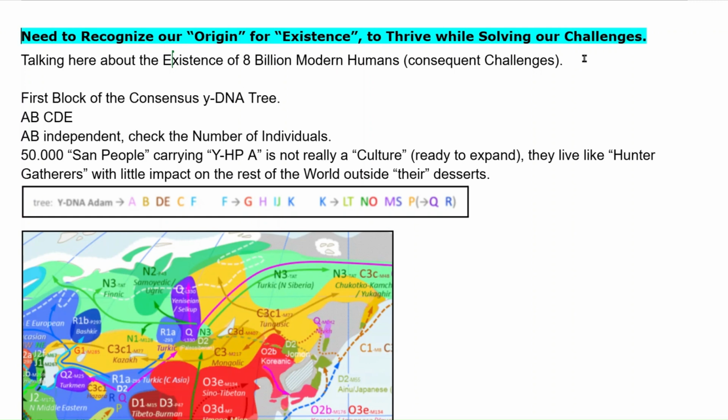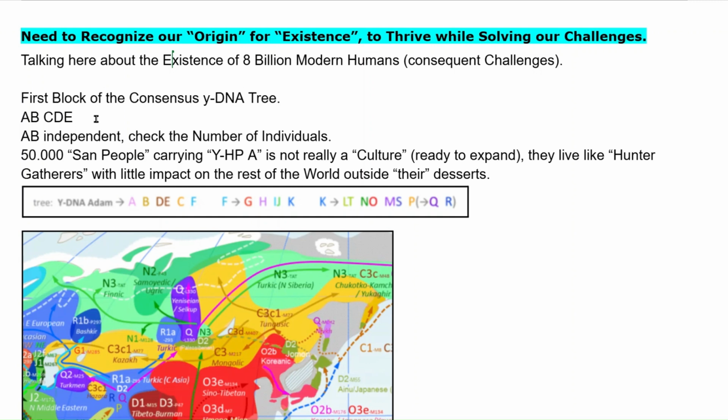So we need to solve them, but we also need to thrive, because not thriving is a threat by itself. It leads to divisions, to conflict, to wars. And wars would even increase many challenges that are a threat, as said.